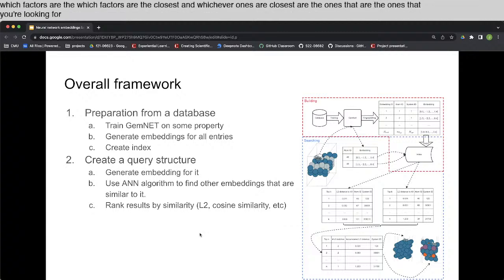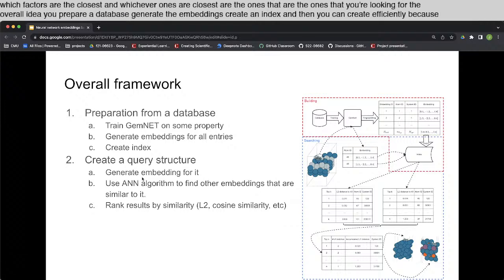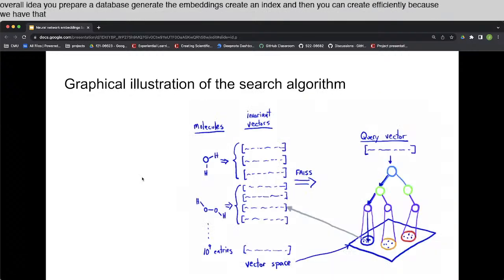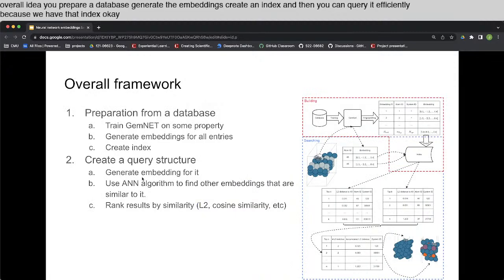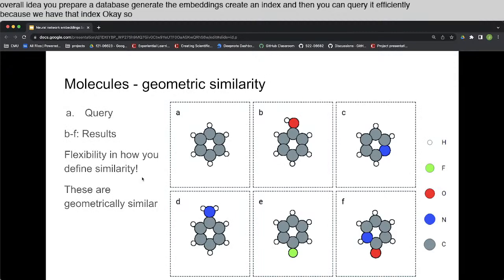All right, so that's the overall idea. You prepare a database, generate the embeddings, create an index, and then you can query it efficiently because we have that index. Okay, so let's talk about a couple of examples. I have three different examples.